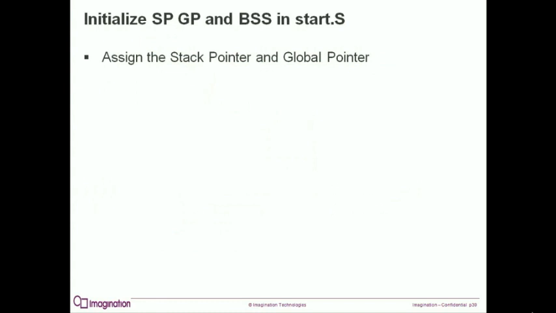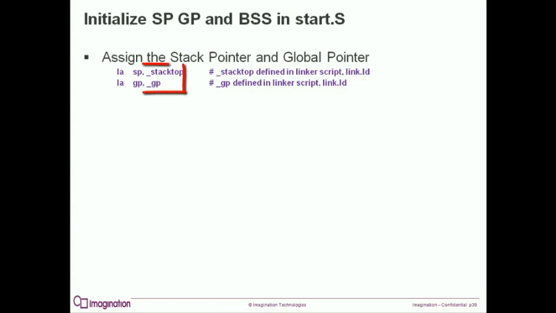Before we can call a C function, I need to set up the stack and global pointer registers. The stack and global data areas are allocated in the linker file, and the variables _stack_top and _gp point to the starting address of each section, so all I need to do is copy their values to registers. I do this with the load address instruction.